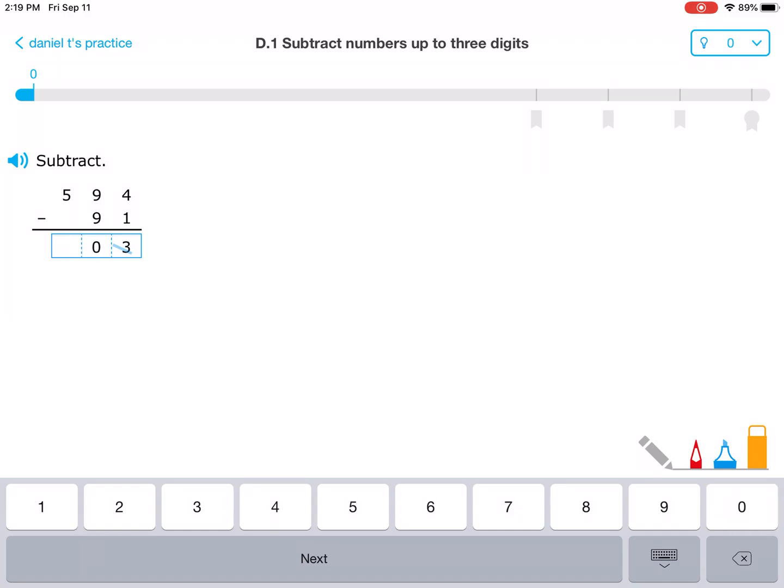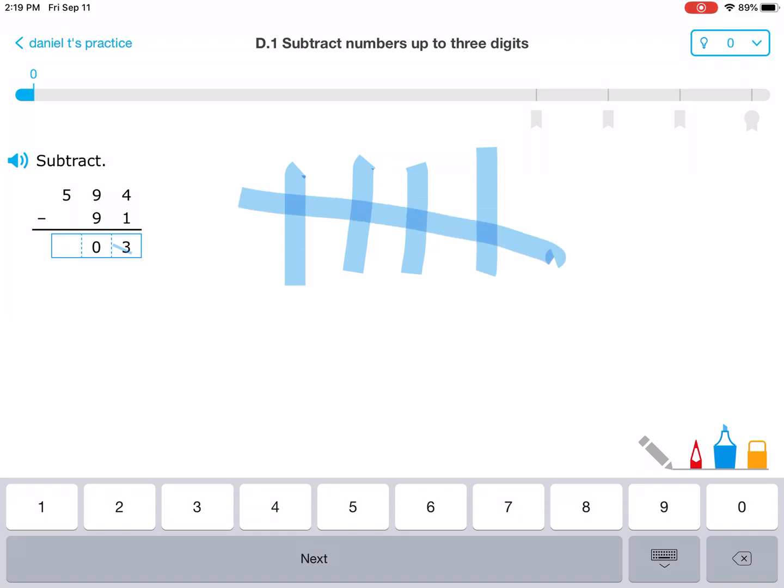And finally, I've got 5, take away 0. And what this looks like is 1, 2, 3, 4, 5. And then I'm going to erase 0 things. I just erased 0 things. It's the same number. So I end up with 5. So my final answer is 503.